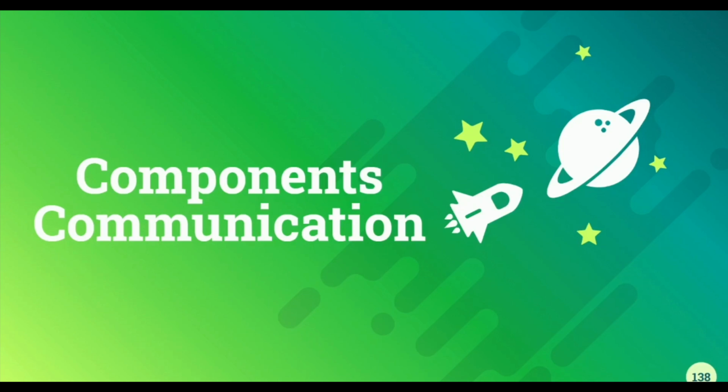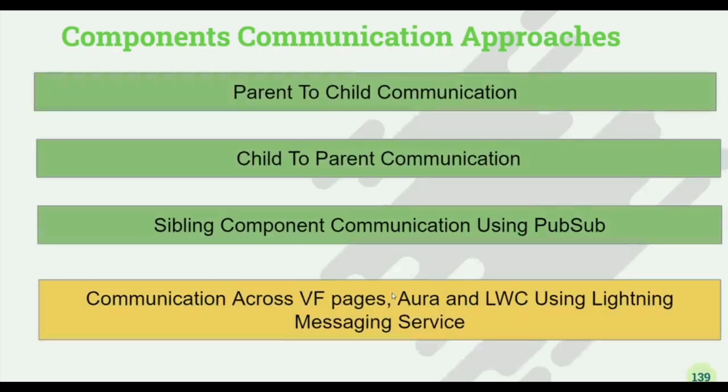Component, but we haven't talked about how to pass the data or how to communicate between two components, right? So now in this section, we're going to cover the different types of approaches by which you can communicate between the components. So the first approach, that is a very basic and commonly used approach, is parent to child communication, in which you will pass the data from parent to the child.